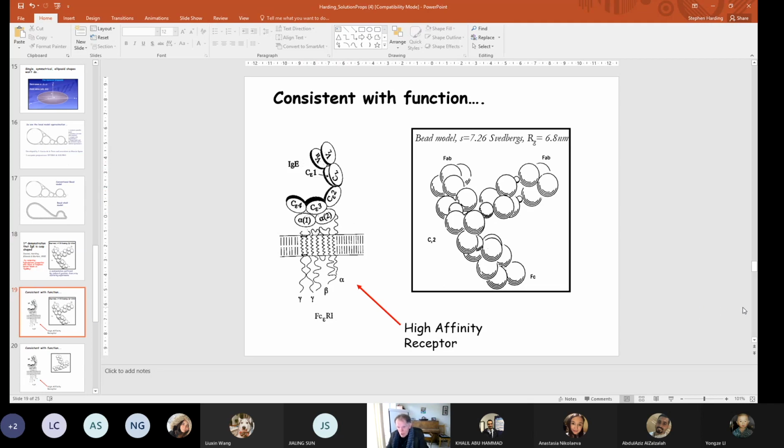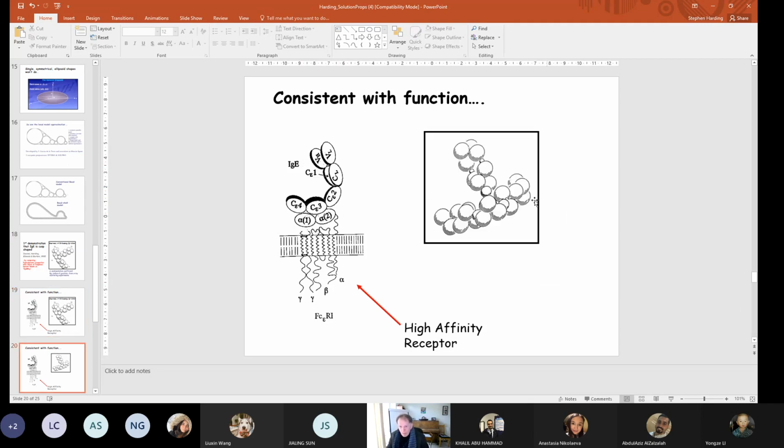I'll just twist this around a bit. There we are. And you can see that our bead model agrees quite nicely with the pictorial representation of the IgE based on crystallography and the interactions of the constant domains with the high affinity receptor on the cell surface. That's good.